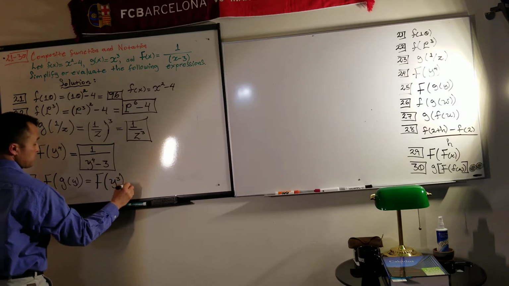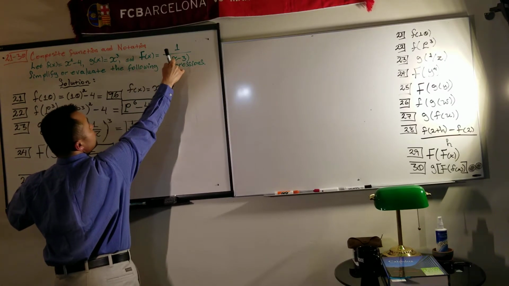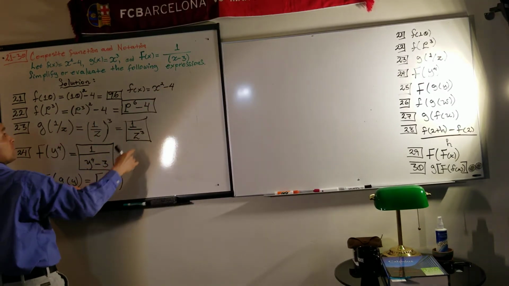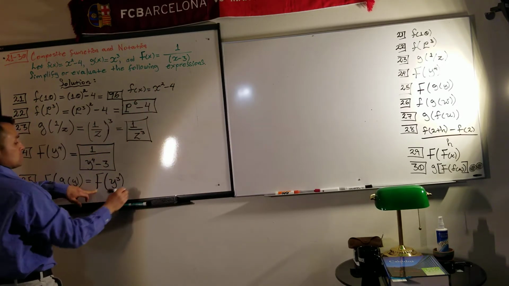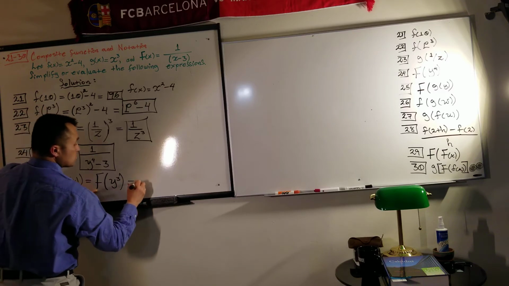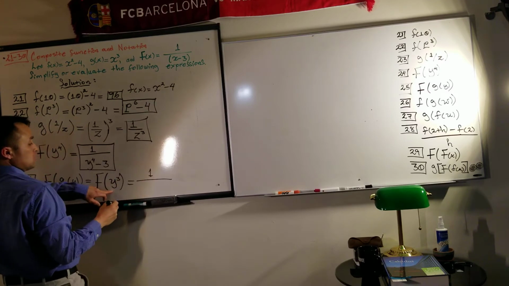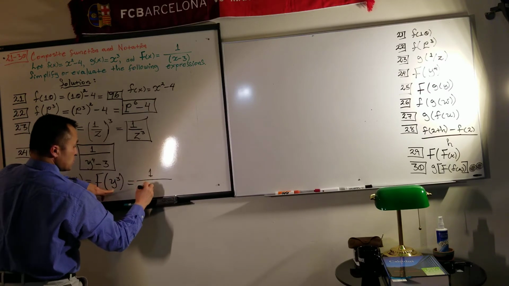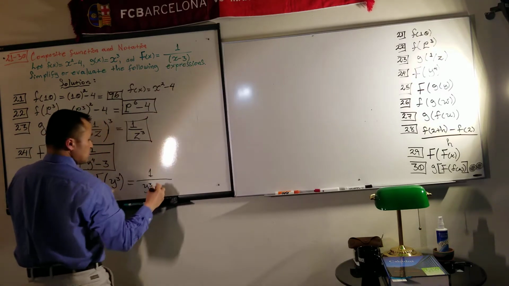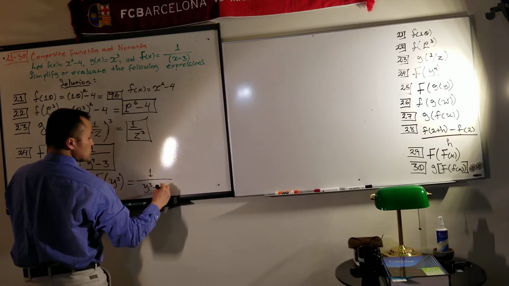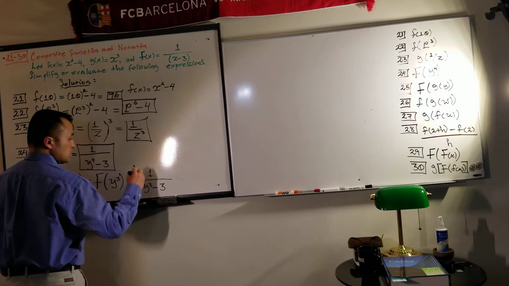And then we have capital F, function capital F is equal to 1 over x minus 3. So in this case, the value x is going to be substituted by y to the third. So this is going to be equal to 1 over y to the third minus 3. Right? And that is the solution for this problem.